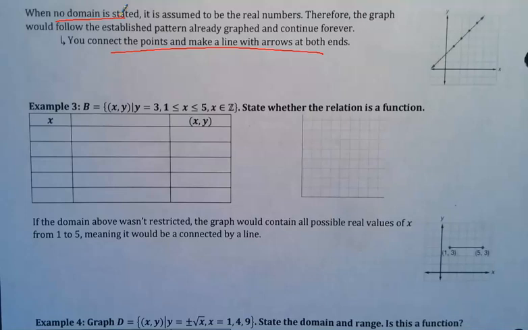So if we look at B, they told us our equation y equals 3, and 1 is less than or equal to x, which is less than or equal to 5, and x is an element of the integers. So they gave us a domain. So how do you think we're going to fill this one out?